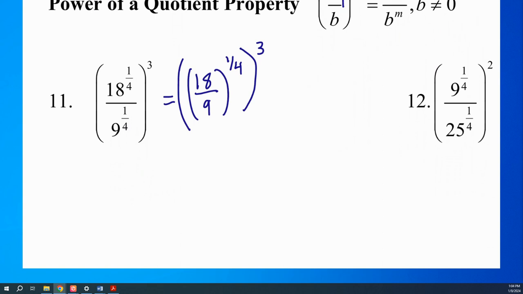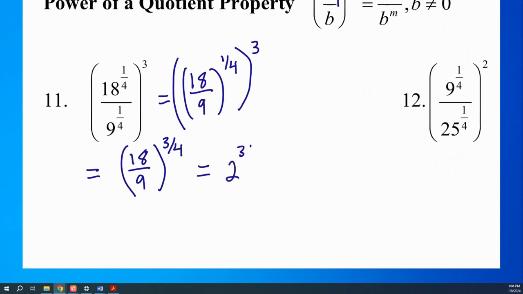Okay. So do you see how that's a power to a power? Yes. So I can multiply those exponents. So what would that exponent be? 3 over 4. Okay. And what is 18 over 9? 2. So this is 2 to the 3/4.